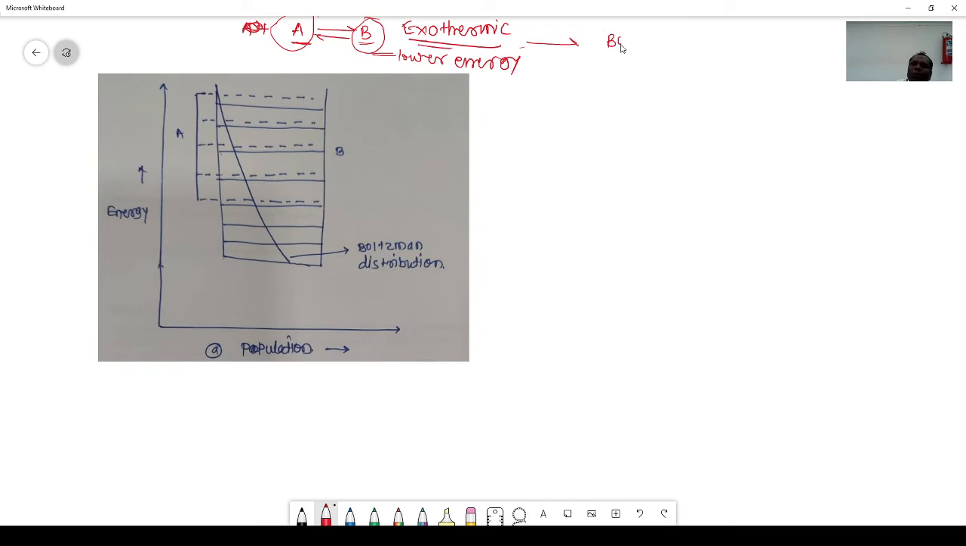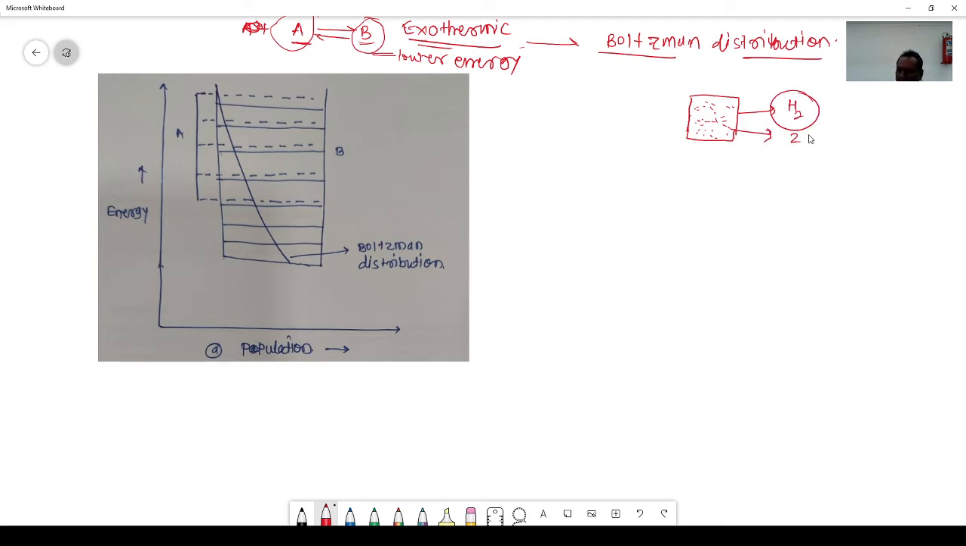So, what terminology have I used next? It is the Boltzmann distribution. So, what is the Boltzmann distribution? If I take a container in which some gas is present, suppose hydrogen gas, and suppose the concentration of hydrogen gas in this container is 2 molar.